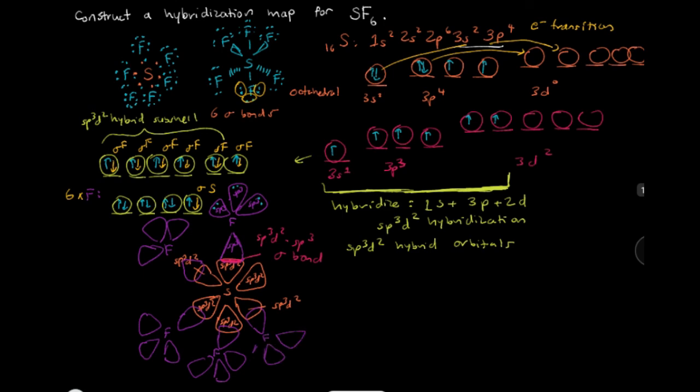But you understand what's happening here, right? You can fix that, but that's how you can show your 6 sigma bonds. This is essentially why they call it a flower diagram, because it kind of looks like petals in a flower, right? So that's the idea regarding the hybridization map.